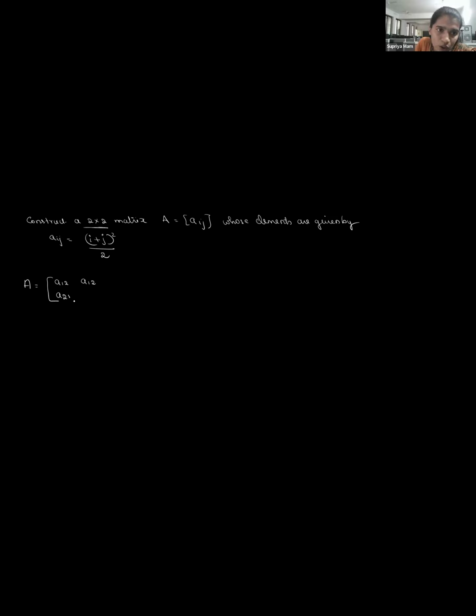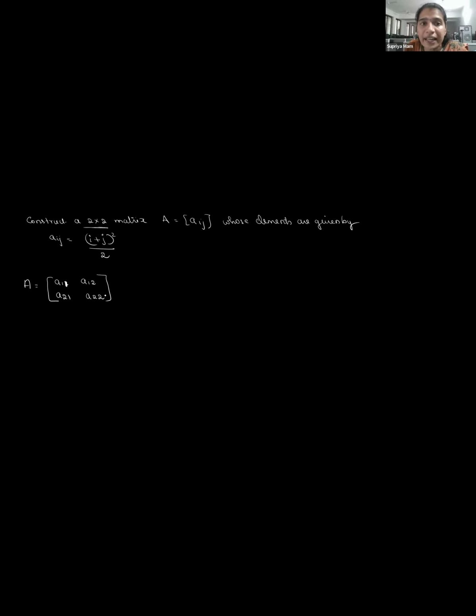A21, second row, first column. A22, second row, second column. This is the general matrix of order 2 by 2: A11, A12, A21, A22.